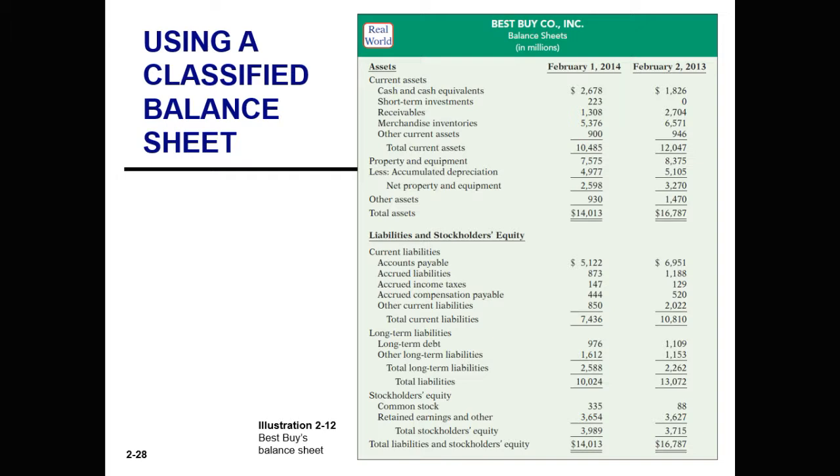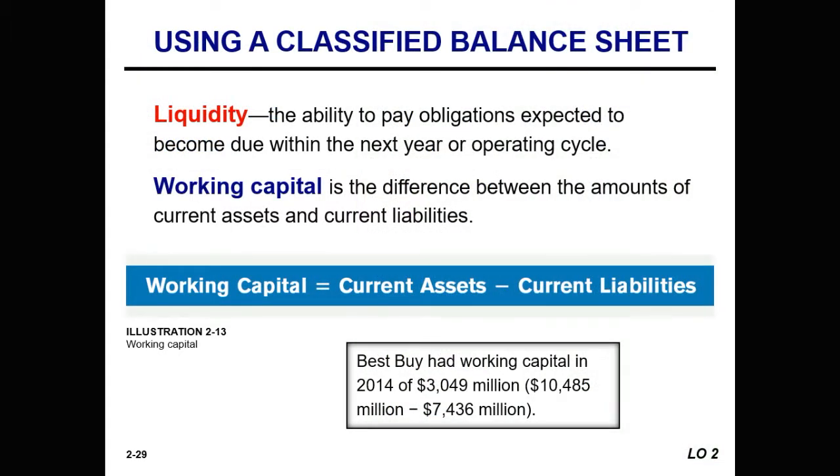You're going to use the classified balance sheet and ratio analysis. An analysis of the relationship between the company's assets and liabilities can really tell a user a lot about the firm's liquidity and their solvency. So we'll be using Best Buy Company's balance sheet here. We're going to start by talking about liquidity.